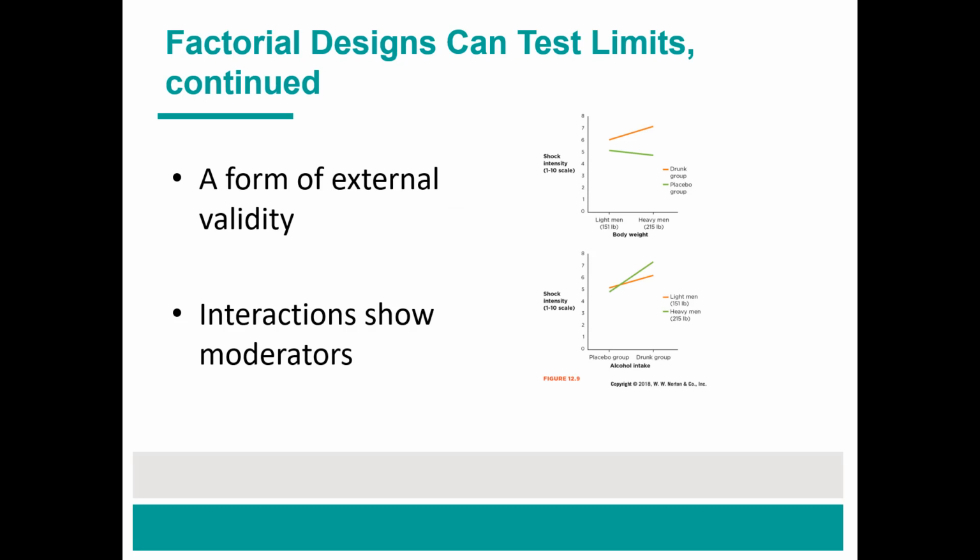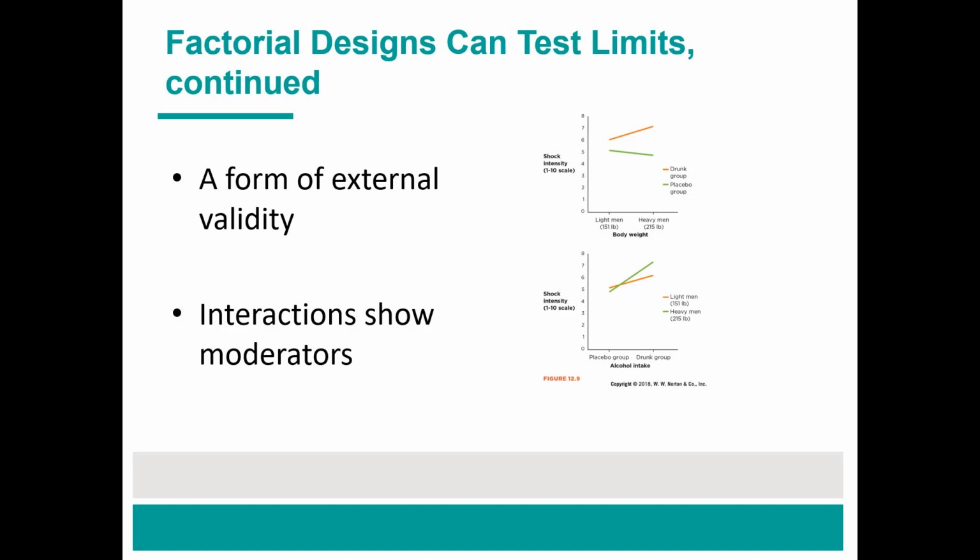Testing the limit to which an effect extends relates to external validity. Remember the alcohol and aggression study? What if researchers wondered if the effects of alcohol on aggression depends on body weight? DeWall and colleagues randomly assigned men to a drunk group and a placebo group, and then measured their aggression through shock intensity during the shock game.